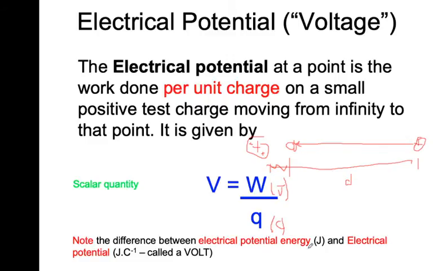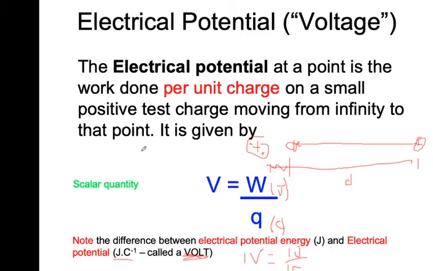So there's a difference between electrical potential energy and electrical potential. Electrical potential energy is measured in joules, and electrical potential is what we think of as a volt. So we've got to keep this idea separate. We're not working with energy, we're working with joules per coulomb, or volts. So 1 volt is equal to 1 joule per coulomb. That's an important thing. Might as well write that down. 1 volt is equal to 1 joule of energy or work done on that charge per 1 coulomb.